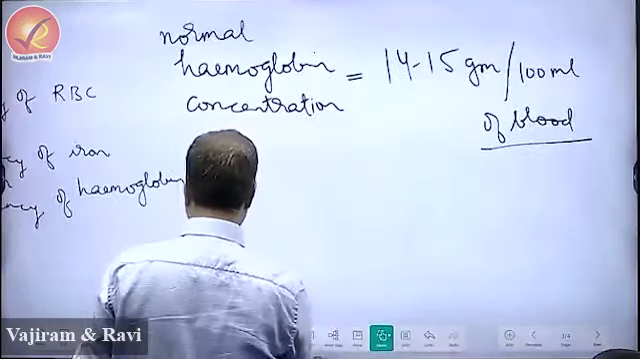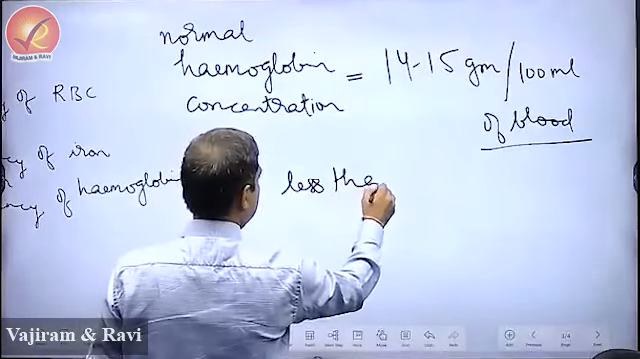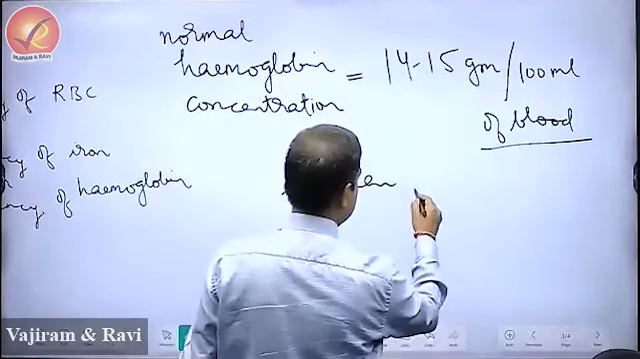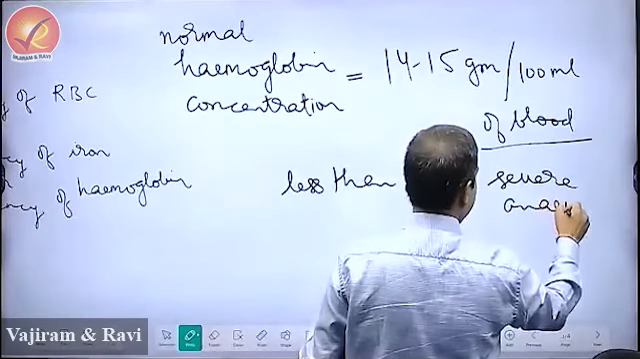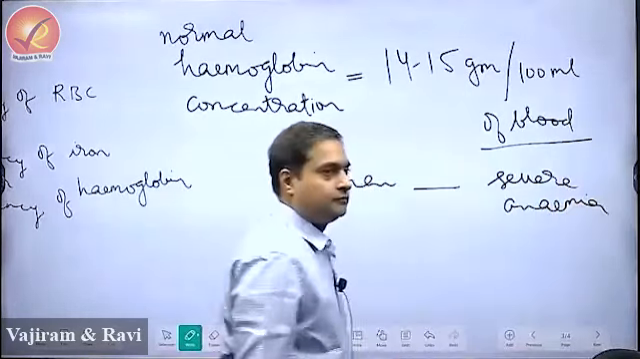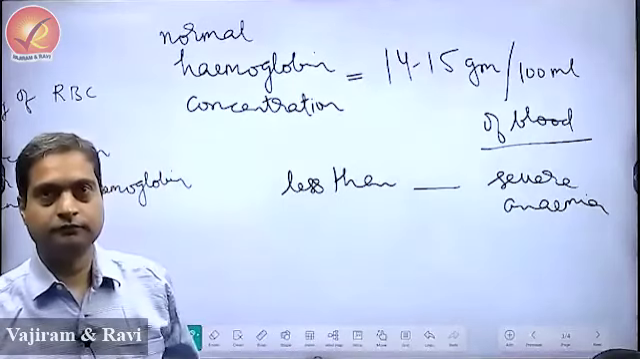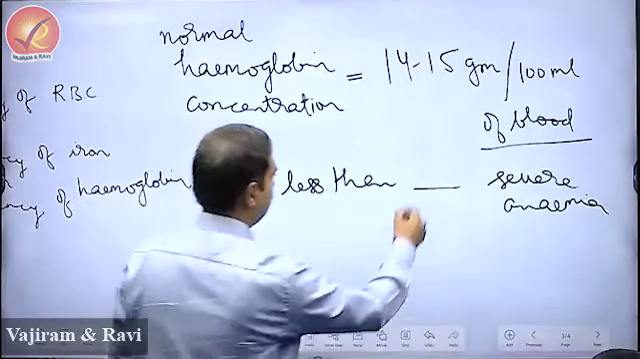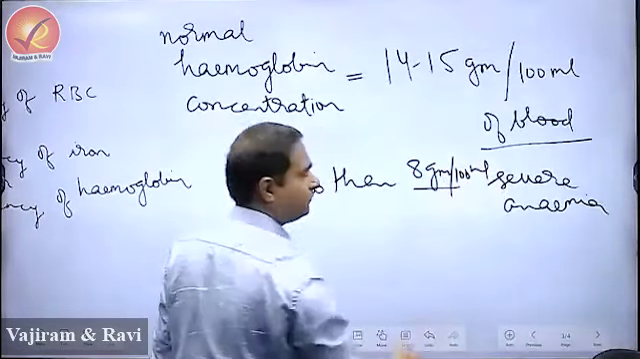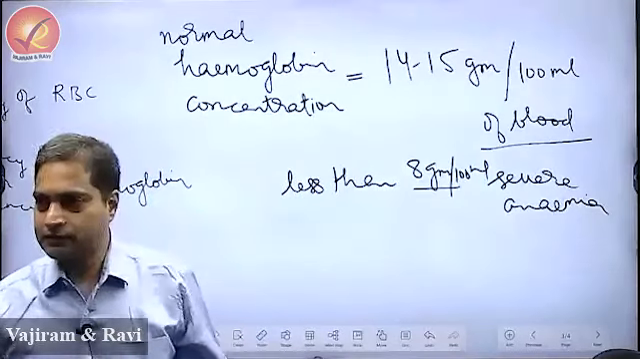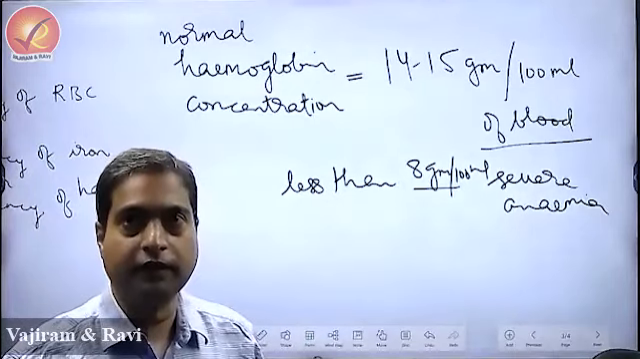Now any value that is less than this will become severe anemia. So what is that value? 8 gram per 100 ml. Any value that is less than 8 gram becomes severe anemia.